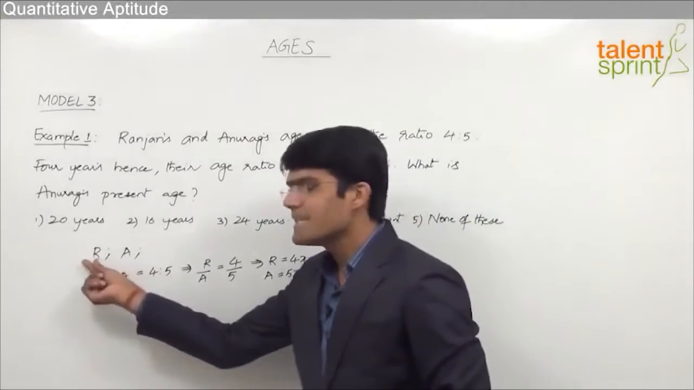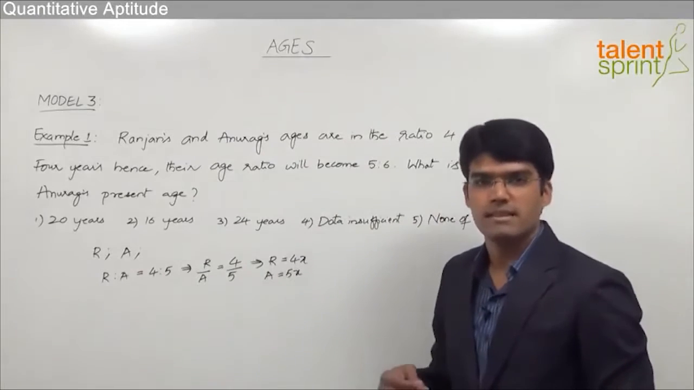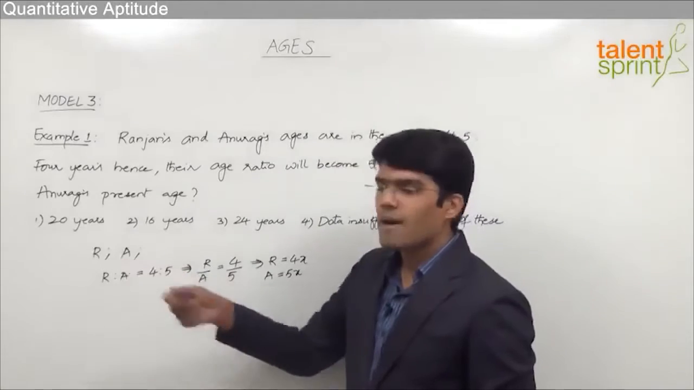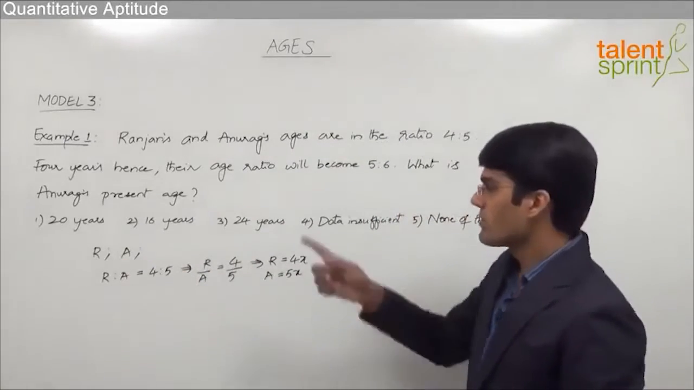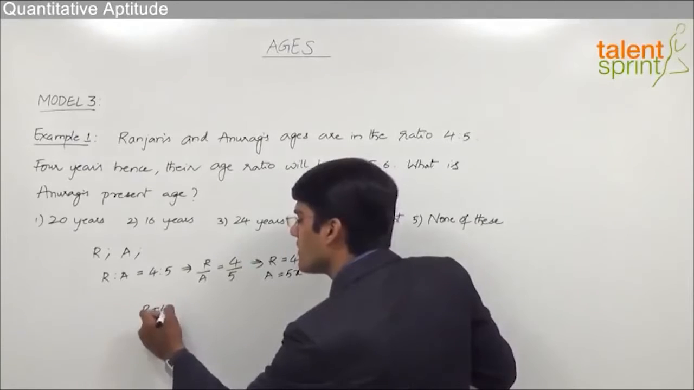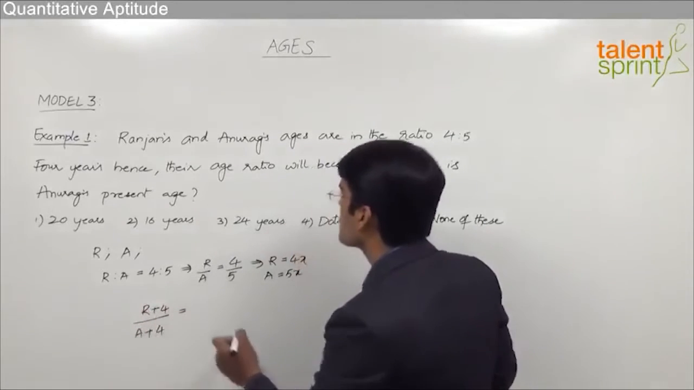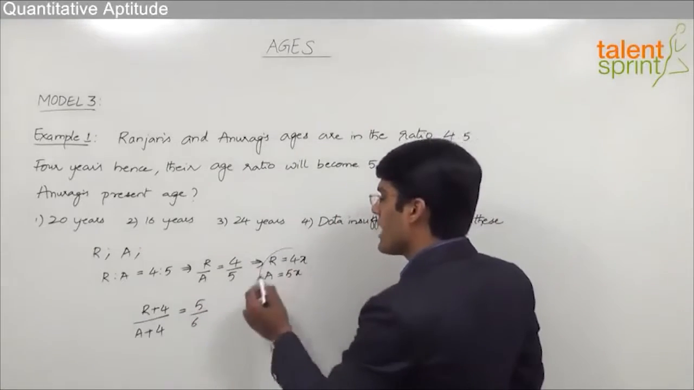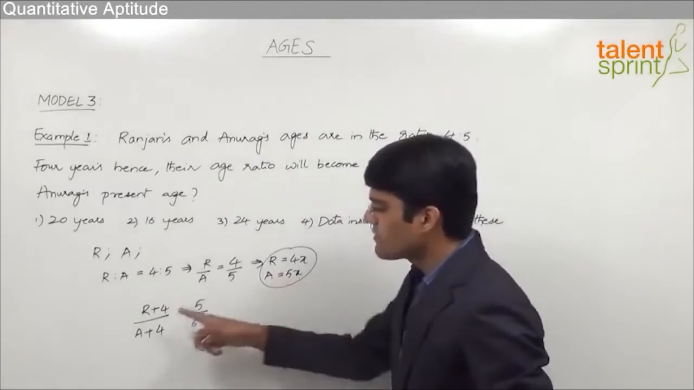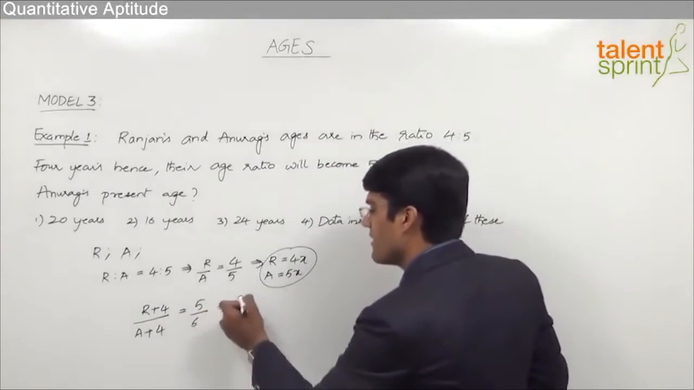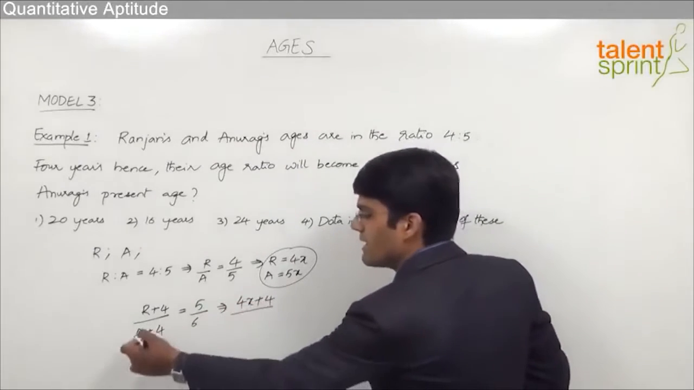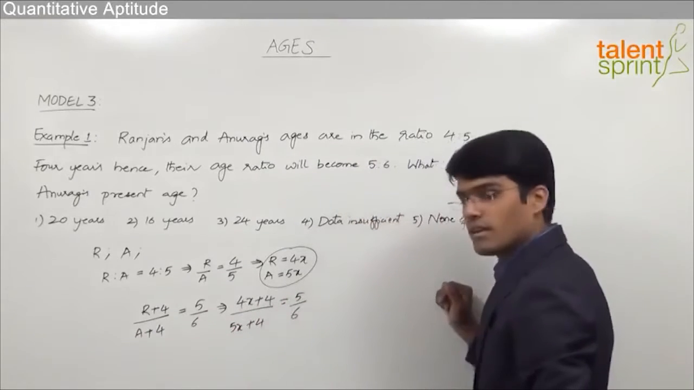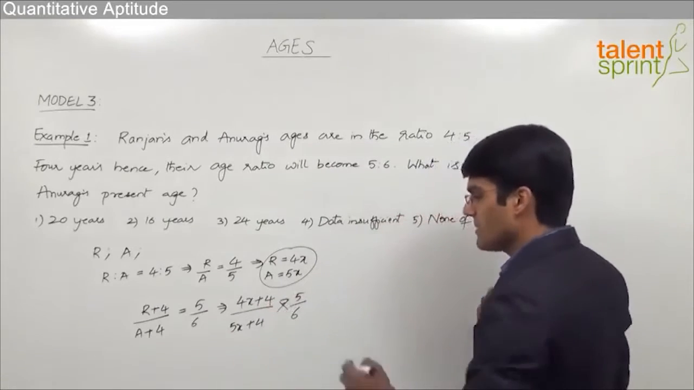If Ranjan's present age is R, his age 4 years hence, that is after 4 years, will be R plus 4. Similarly, Anurag's age after 4 years will be A plus 4. So we can say that (R plus 4)/(A plus 4) is equal to 5:6 or 5/6. Now let us substitute R equals 4x and A equals 5x in the second equation. So we get (4x plus 4)/(5x plus 4) equal to 5/6.